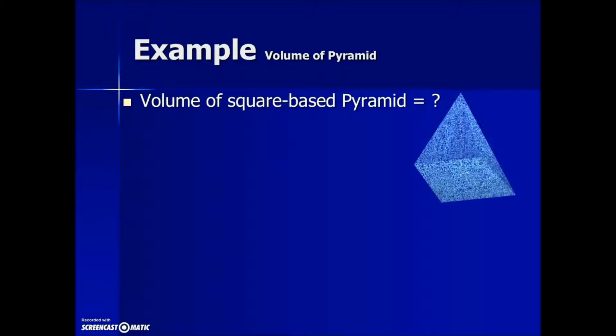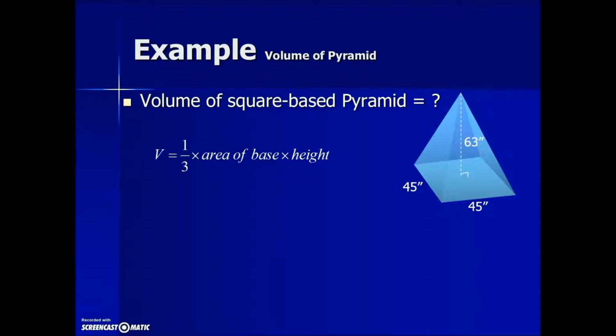If we're looking to find the volume of a pyramid that has the following dimensions, we'll use the formula 1/3 times the area of the base times the height. This pyramid has a square base, a 45 by 45 inch square. The area of a square is side times side. The height of this pyramid is the distance from the base to the vertex, which is 63 inches.